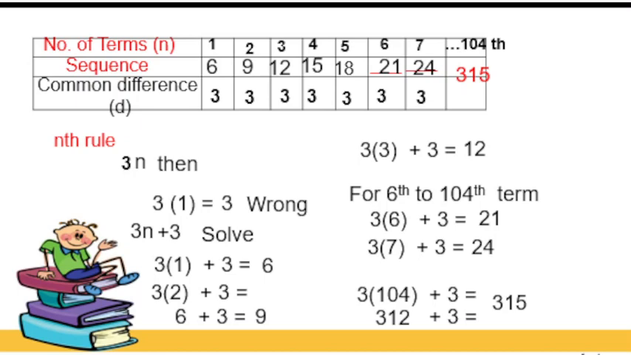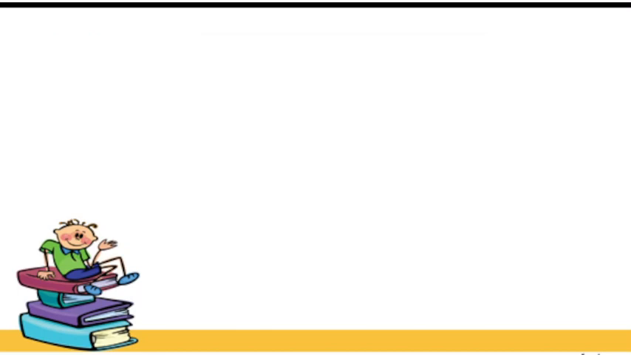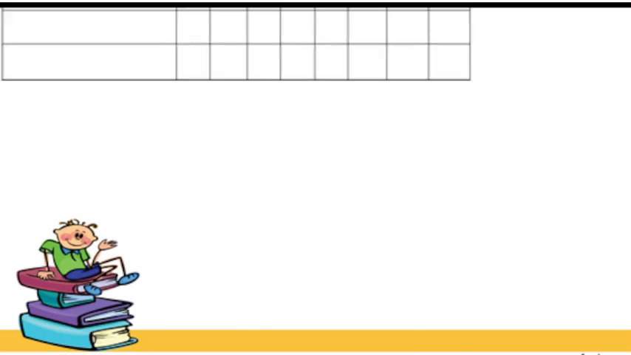Okay, so using the nth rule, we are not going to multiply a too long number, just the position of the number to get the number in a sequence. Okay, more example.